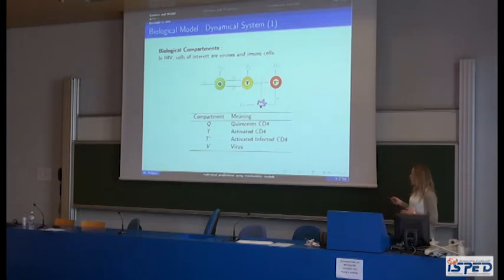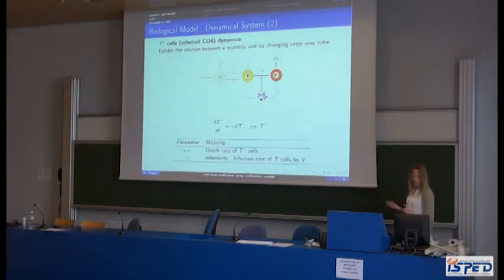You have to define some population of cells and write a differential equation for each compartment, which will describe the dynamic of the compartment and the mechanism between each compartment. So you have to exhibit a relation between a quantity and its changing rate over time.